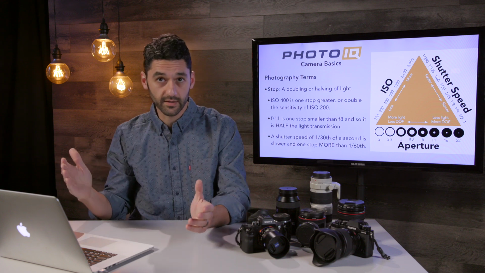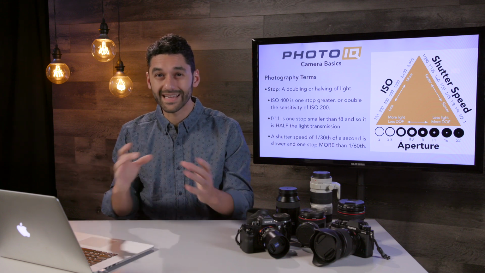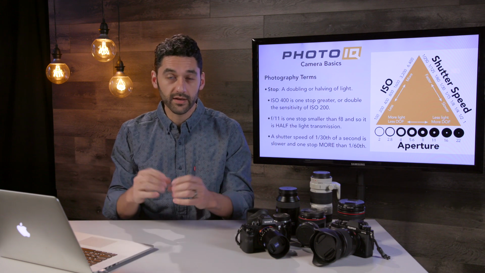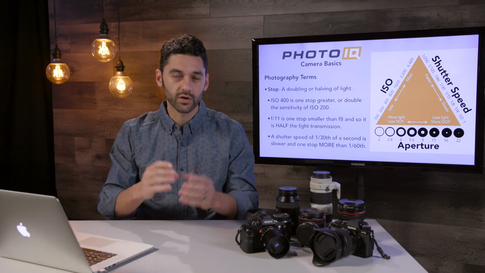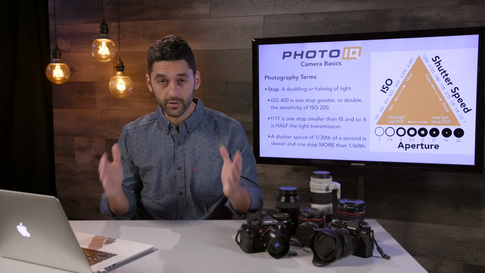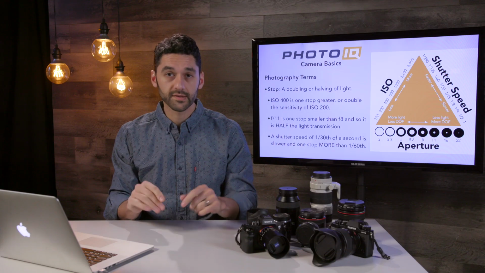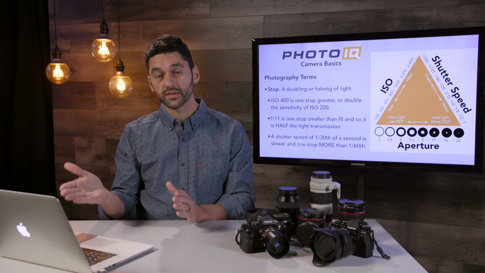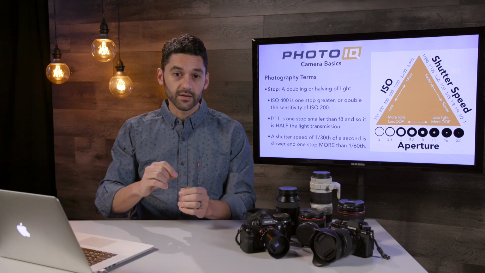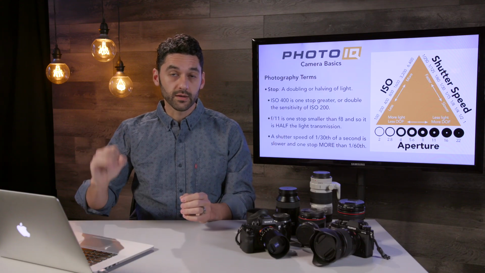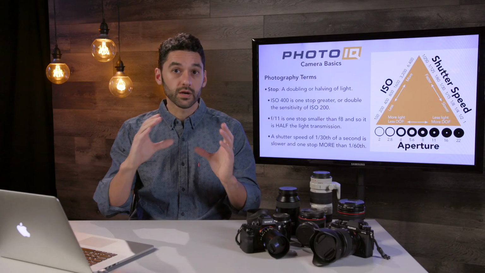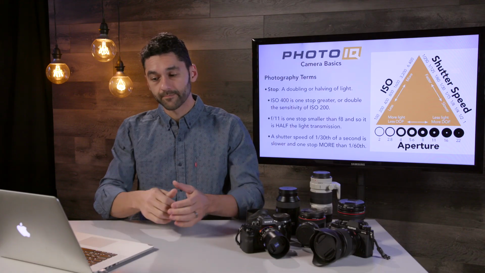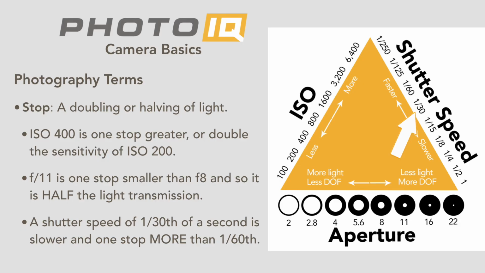8 to 16 is not doubled because we're talking about a diameter here, and it's an area, it's a ratio in terms of the size of the lens and the focal length and things like that. We don't need to concern ourselves with how that number is arrived at. Just try to memorize what the stop numbers are, and that the larger the number, the smaller the opening. The smaller the number, the larger the opening. We're going to talk more about that in a minute. A shutter speed of 1/30th of a second is slower and one stop more than 1/60th.